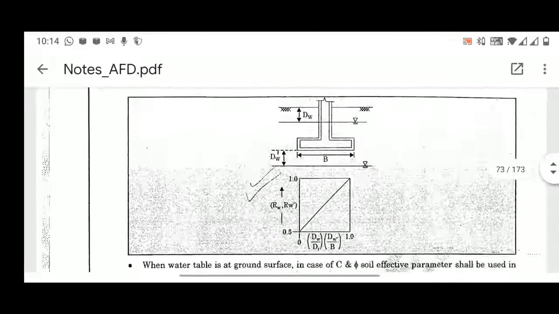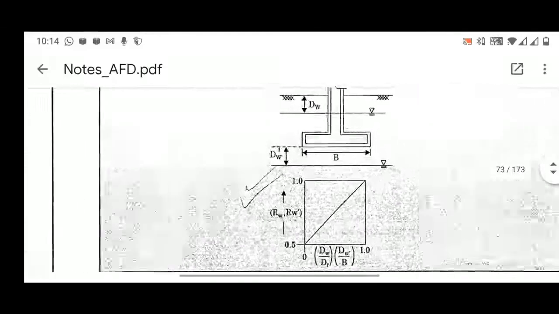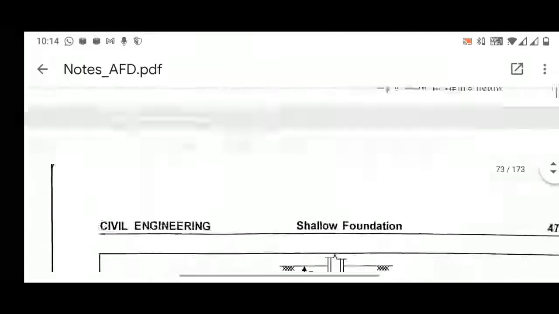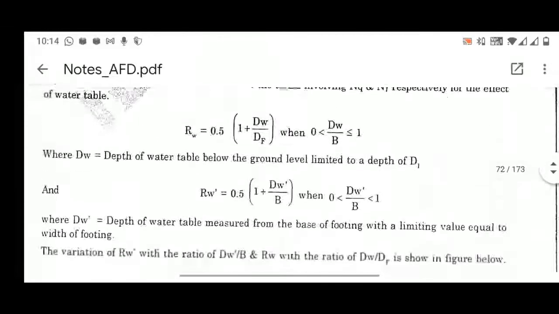You can see from this figure, they have shown you rw and rw dash on the y-axis, and dw by df and dw dash by b on the x-axis. So this is 0.5 to 1, and on the y-axis it is 0.5 to 1. So a straight line is shown. So what does it signify? It signifies that the variation, whatever we are talking about, will always be varying from 0 to 1, right? You can see from this figure also.